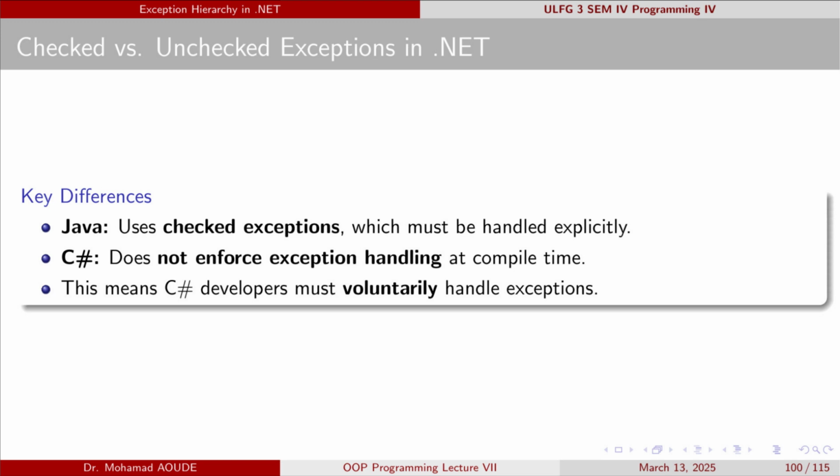Java forces developers to handle certain exceptions. These are called checked exceptions. C# doesn't do this. All exceptions are unchecked, meaning it's your job to handle them voluntarily. This gives you more freedom, but also more responsibility.